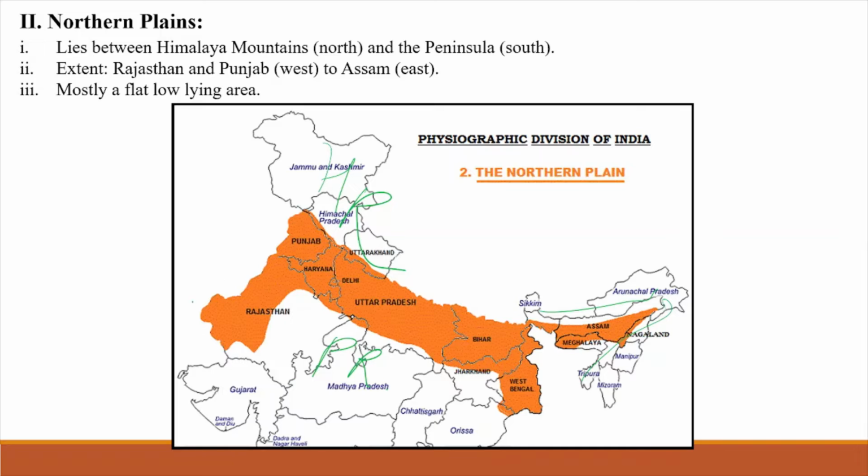It extends all the way up to Rajasthan in the west, all the way in Assam in the east. This is the extent of the Northern Plains. And like I said, it's mostly a flat, low-lying area.